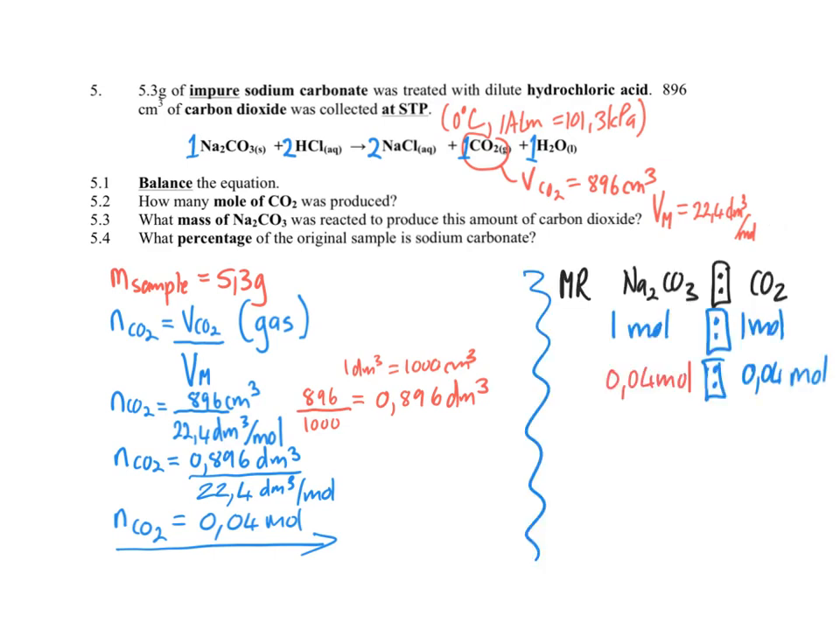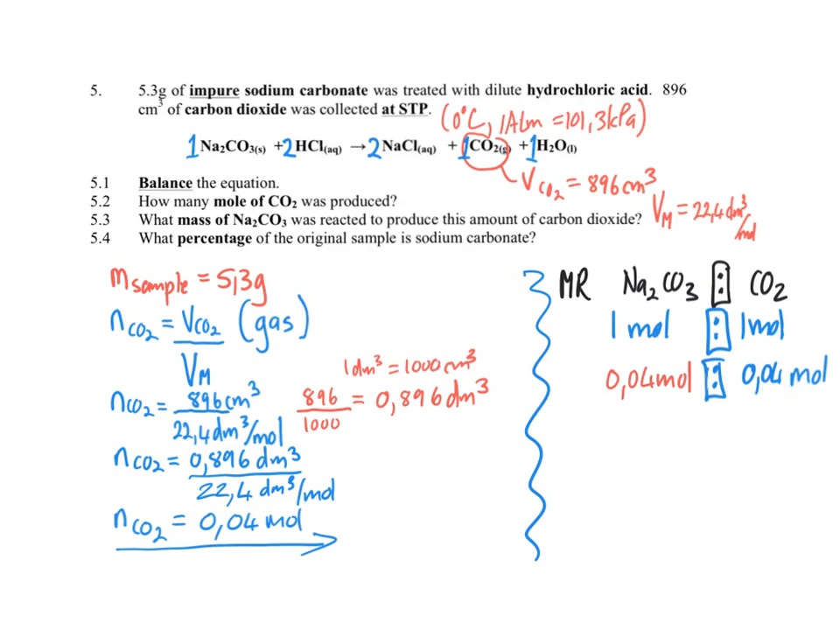So using the molar ratio of sodium carbonate to carbon dioxide, using the balanced chemical equation, we see 1 mole is to 1 mole. I put this little rectangle around the colon purely to show you that that side is the product side and this side is the reactant side. We can see it's 1 is to 1. So therefore, if 0.04 moles of CO2 was produced, it would have required 0.04 moles of sodium carbonate to be reacted with HCl to produce the 0.04 moles of CO2.